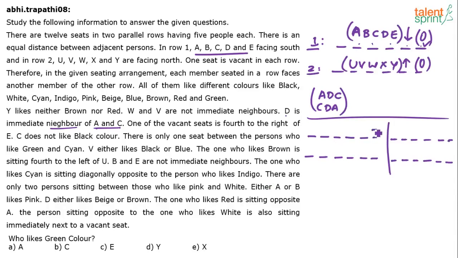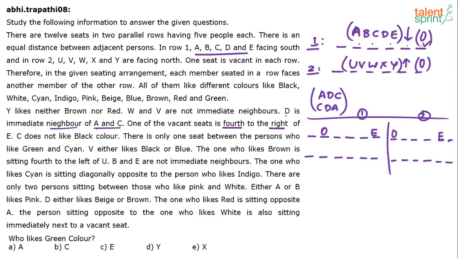So let's say E comes here. See what he says, one of the vacancies is fourth to the right of E. Right of E is towards our left because E is facing south. 1, 2, 3, 4. The vacant seat is here for the top row. What is the other possibility? E comes in this position. 1, 2, 3, 4. The vacant seat comes here. These are the only two possibilities. So this is case 1, and this is case 2.